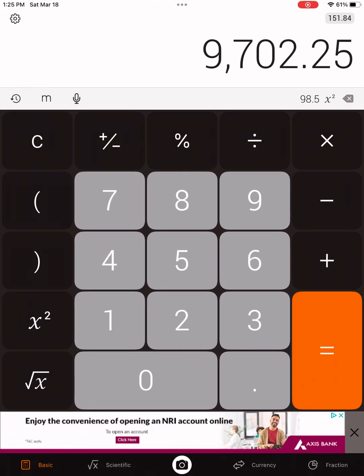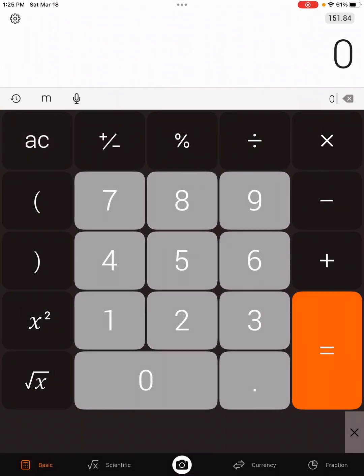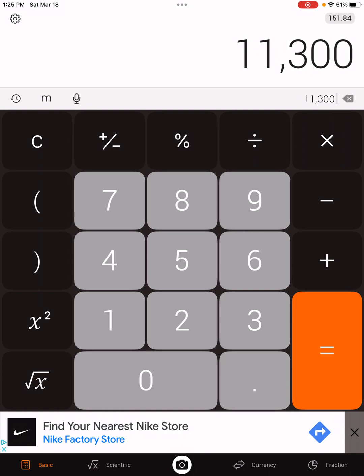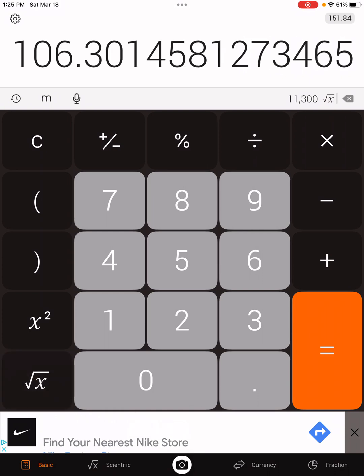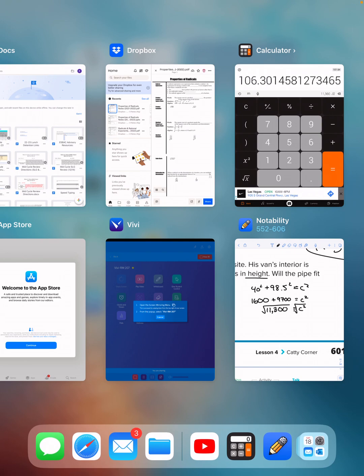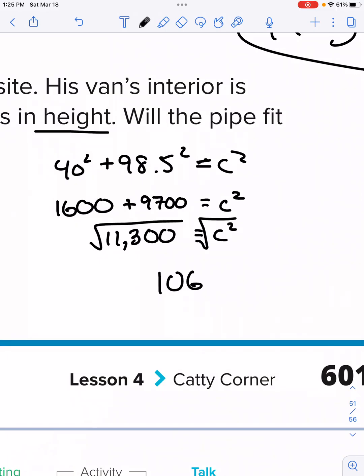Square root of 11,300 is about 106.3. So 106.3. This is our final answer. This is in terms of inches.